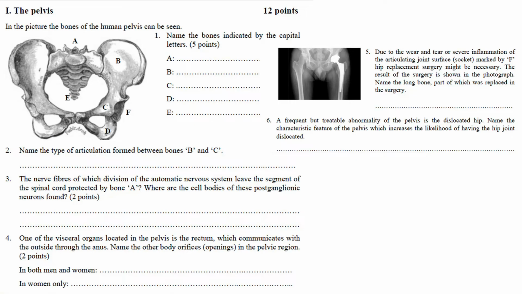And the first question is entitled the pelvis. In the picture, the bones of the human pelvis can be seen. Name the bones indicated by capital letters. This little image will help us to answer the questions.